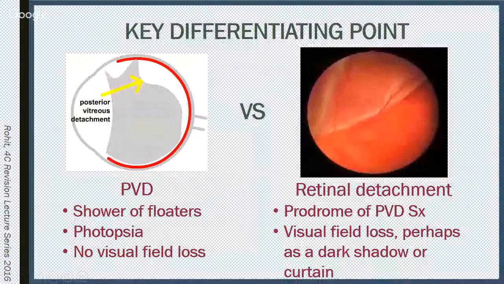So again, key differentiating factors. In PVD, posterior vitreous detachment, you get no visual field problems at all. You just get the floaters, you just get the photopsia, but no visual field problems. In retinal detachment, the retina's come off, the cells are dead, you'll lose some part of your vision. And that's important as well. And again, it's usually in one eye at one time.